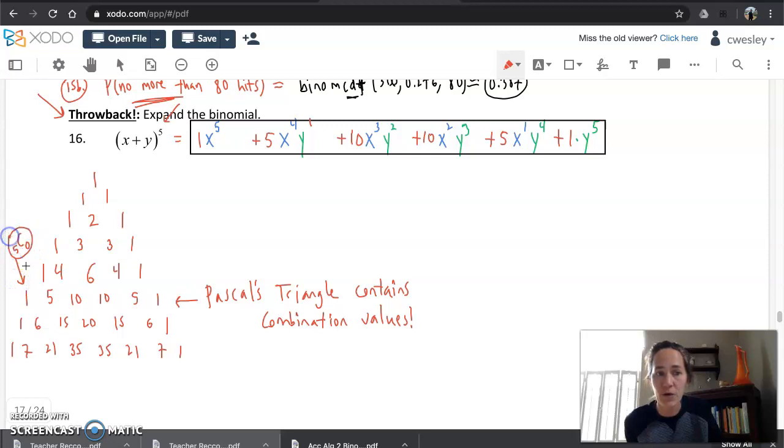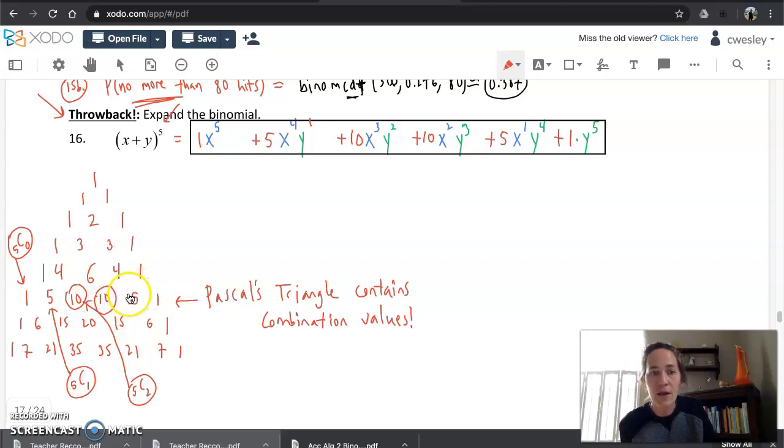5C0 is going to be 1. There are 5 ways to pick one thing out of 5. 5C1, try it on the calculator, equals 5. How many ways are there to pick 2 things out of 5? There are 10 ways. 5C2 is going to equal 10. 5C3 is 10 again. 5C4 is going to be 5 again, and 5C5 gives you 1.